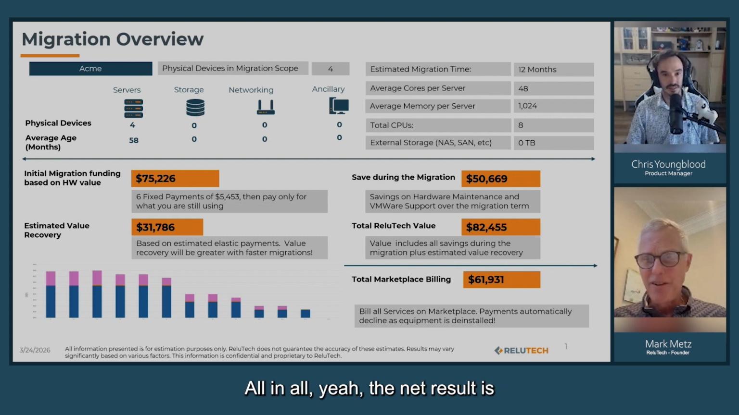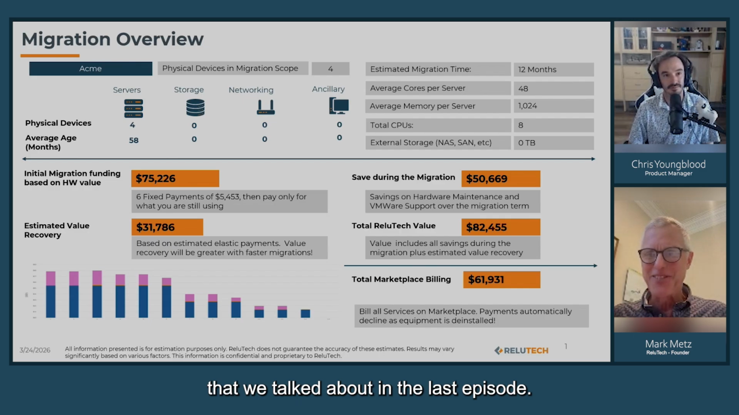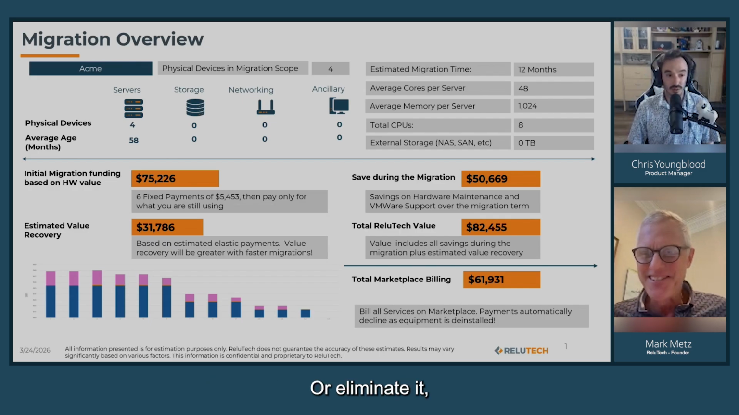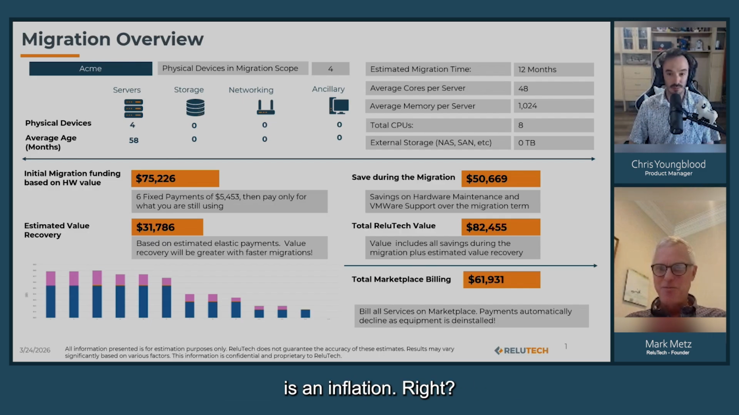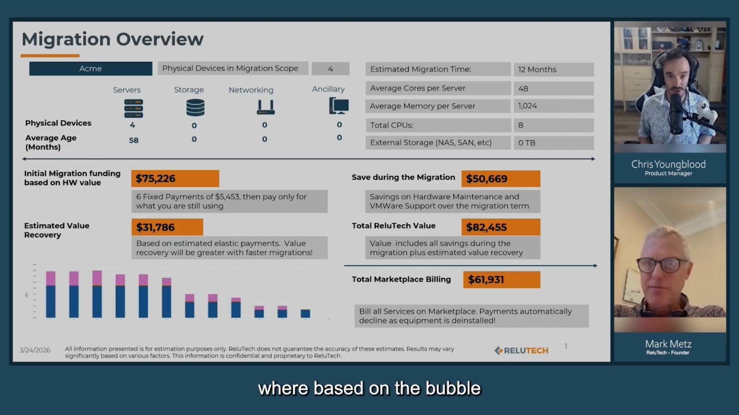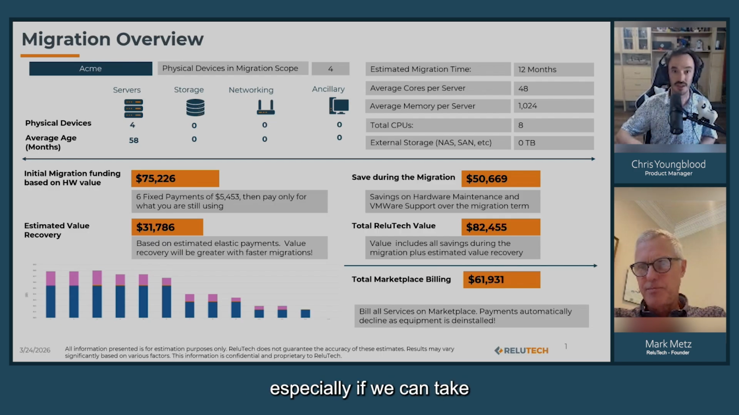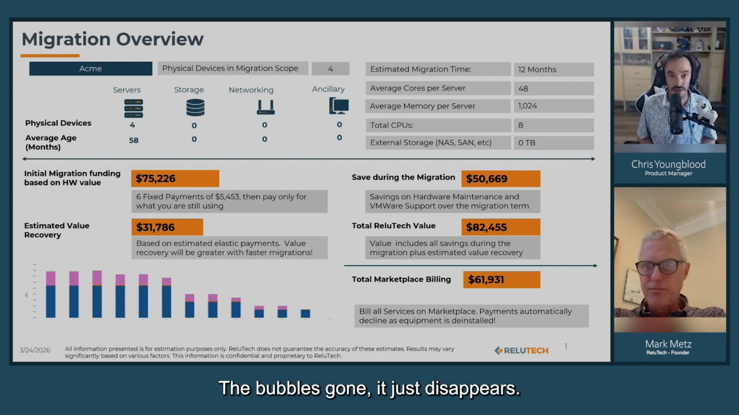All in all, the net result is we help lower that migration bubble that we talked about in the last episode. Or eliminate it, because the whole notion of the bubble is an inflation, right? And we have seen some scenarios, especially in this current memory market, where based on the bubble that we're predicting of increased costs, and we look at how much we can actually fund someone and save them on, especially if we can take on their VMware support, the bubble's gone. It just disappears. So there are scenarios where it becomes especially favorable.